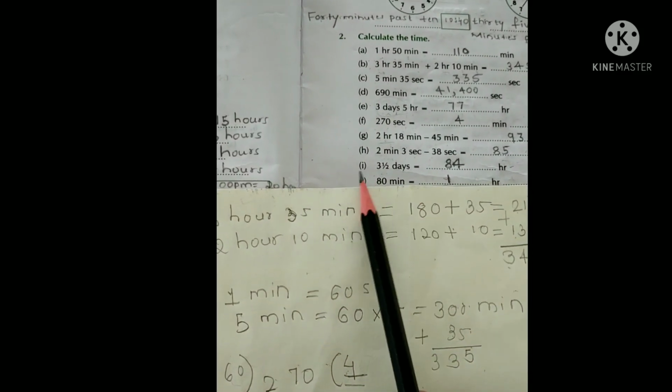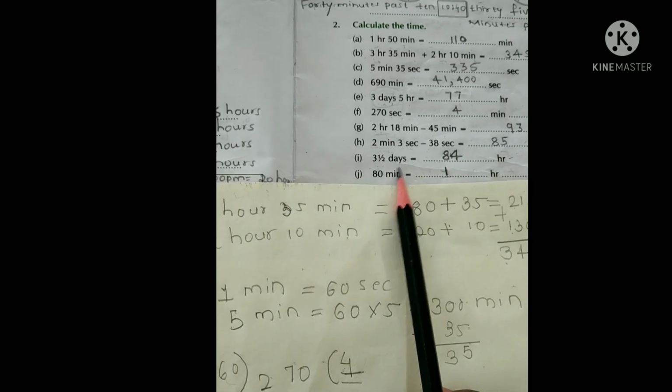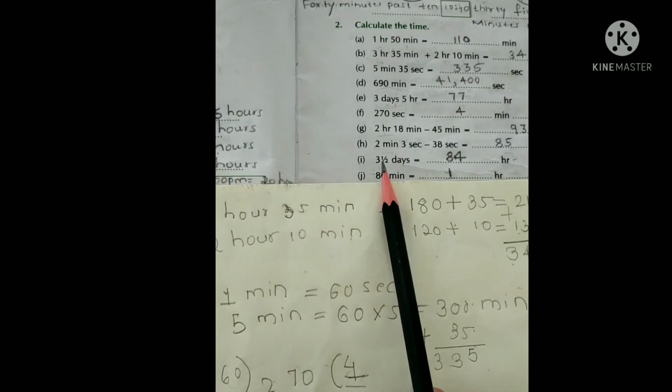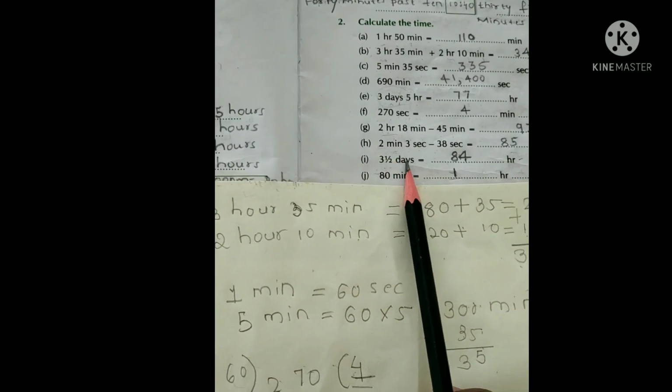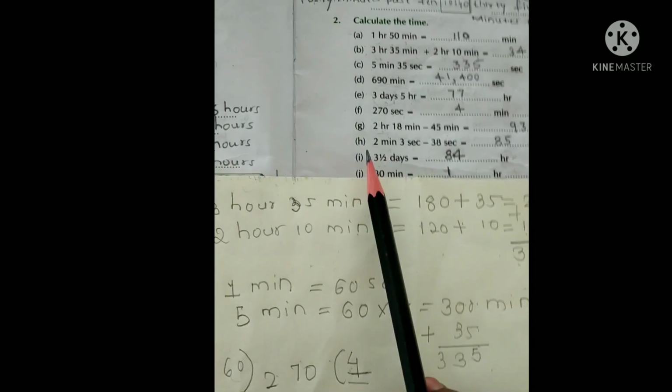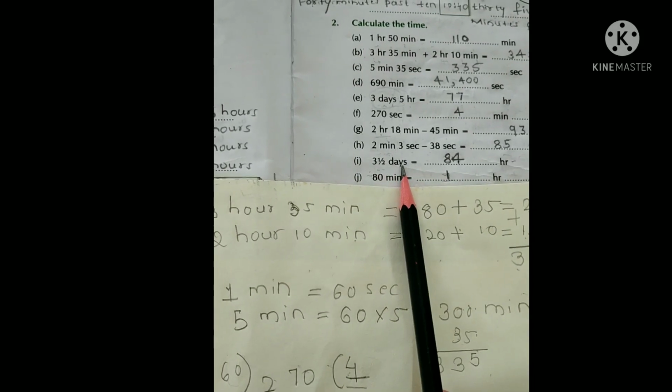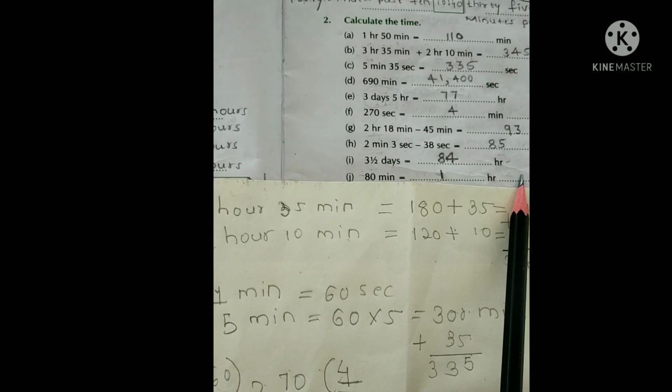3.5 days means for 1 day we have 24 hours. For 3 days we have 72 hours and for half a day we have 12 hours. So 72 plus 12 we will get 84 hours. Okay, we'll go to the next question.